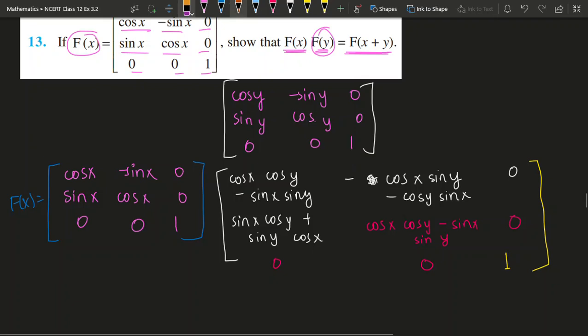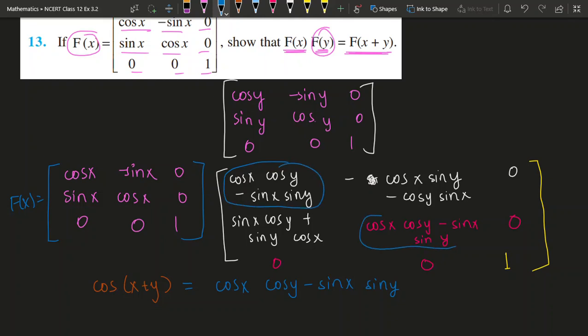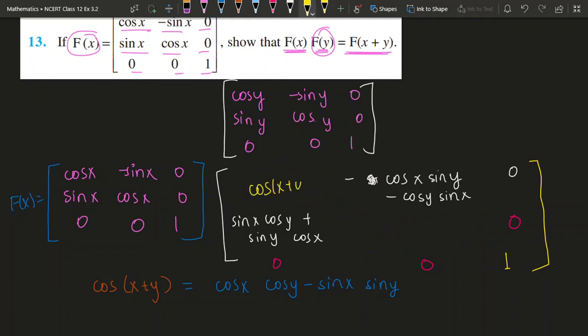Now here comes the part where you need to apply the knowledge that you would have gained from trigonometry, and that is that cos of x plus y, cos of the sum of two angles, is equal to cos x cos y minus sin x sin y. And if you carefully observe, there are two instances where the same form happens: cos x cos y minus sin x sin y. So instead of these two places, you can just write cos of x plus y. Let me write that. Cos of x plus y. Again, cos of x plus y.